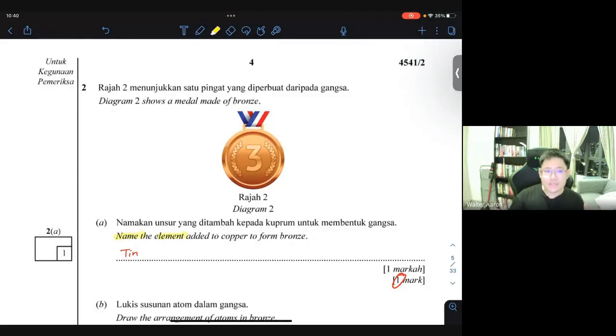If the question says state the element or state the substance, you may. But in this case, they say name. Whenever you see the word name, it means you have to put the name there. To play it safe, almost every single time they ask you to state the substance or the elements, just put the full name. Don't put the symbol only.